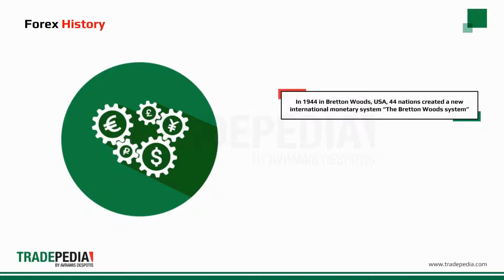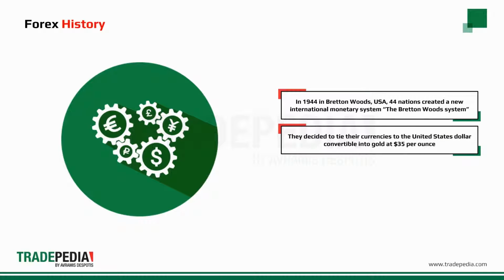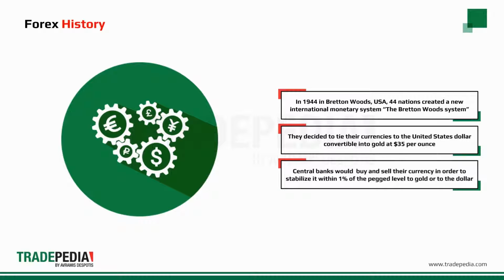In 1944, in Bretton Woods, New Hampshire, USA, 44 of the world's leading nations created a new international monetary system that became known as the Bretton Woods system. According to this new system, countries decided to tie their currencies to the United States dollar, convertible into gold at the price of $35 per ounce. Central banks would buy and sell their country's currency in order to stabilize it within 1% of the pegged level to gold or to the dollar.